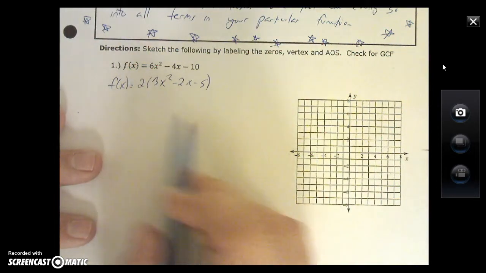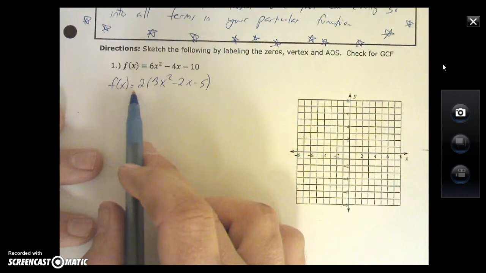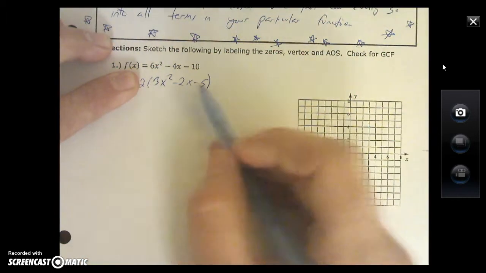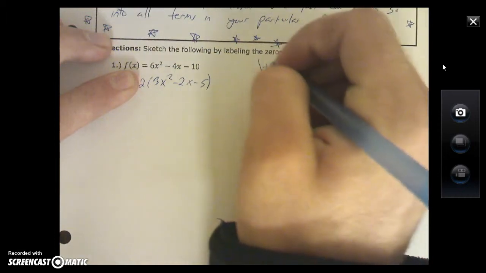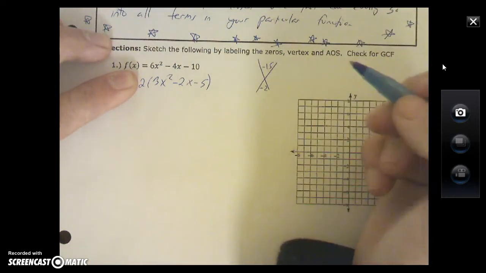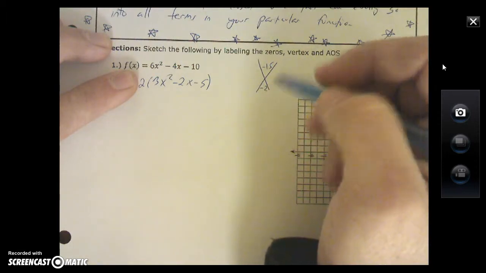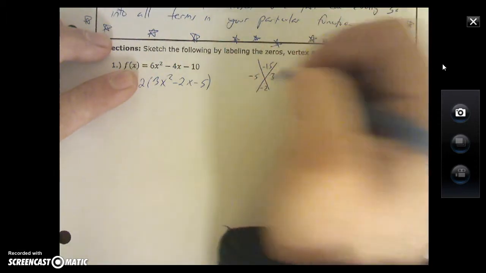Now, I'm going to let that 2 chill out front. But the rest of this now I'm going to factor like I normally do. 3 times negative 5 is negative 15. That goes up top. Negative 2 goes down low. What two numbers multiply to give me negative 15 but add to negative 2? Negative 5 and 3.